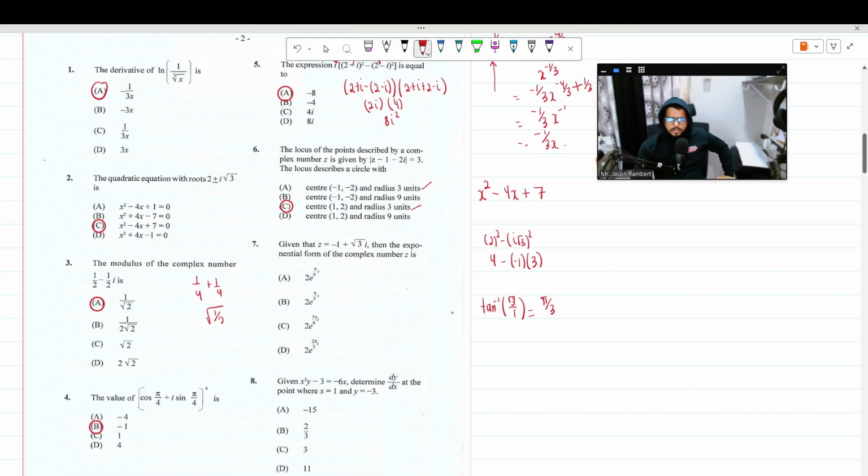And the complex number is in which quadrant? Minus i plus root 3. So the complex number is here. To get the argument of the complex number, it's going to be pi, take away the angle we now calculated, which is 2 pi on 3. So which power has 2 pi on 3? D.